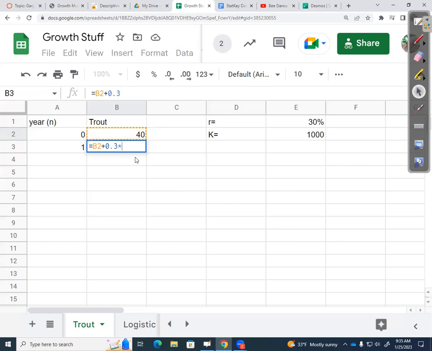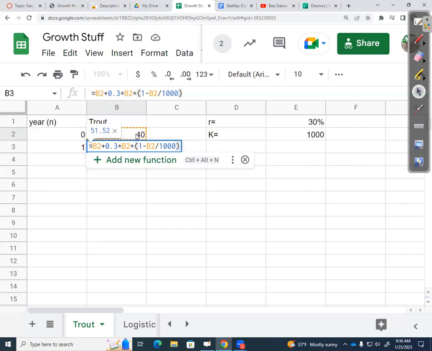And then I want to multiply that by the previous amount. And then that's exponential growth. That's not what we want. So I need to multiply that again by 1 minus the previous amount, which is above, divided by the carrying capacity. And again, because the carrying capacity is not in the same column, I'm not going to click on it for now. I'm just going to type it. I'll show you how to use it in a click, but that's more complicated.